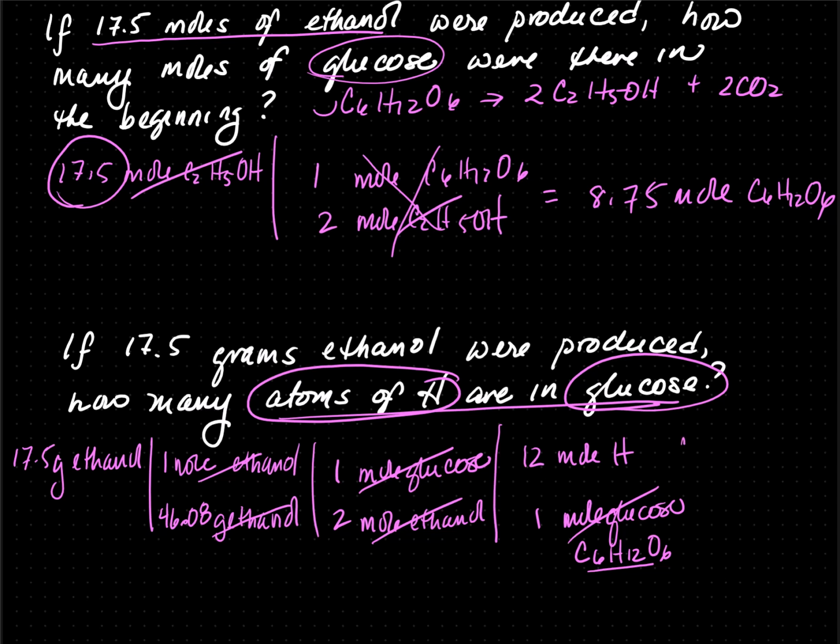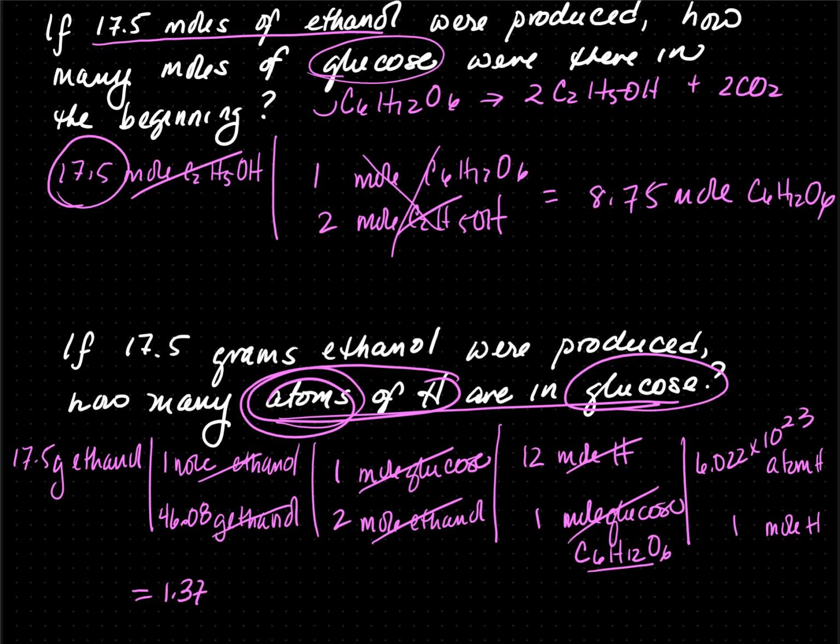So I need to go again because I do not want moles. I want atoms. So this is going to be moles of H, and we're going to go to atoms of H. And when it's atoms, we know it's Avogadro: 6.022 times 10 to the 23rd. So I'm going to multiply 17.5 times 1 times 1 times 12 times Avogadro's number, divide by 46.08 times 2 times 1. And if you plug it in correctly, you get 1.3722 times 10 to the 24th.